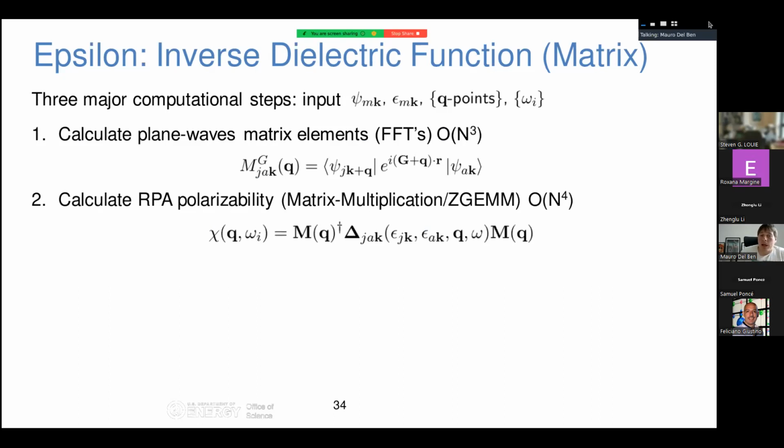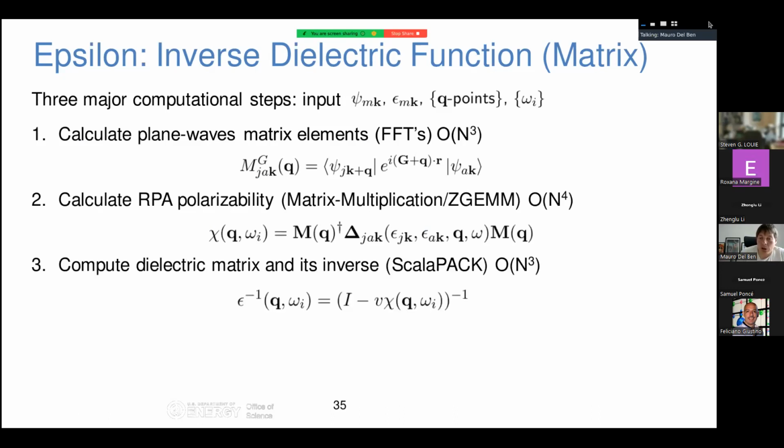Second step is to calculate the RPA polarizability, and to very much oversimplify this procedure, this is nothing more than a big matrix multiplication over short and fat type matrices, and this is actually the bottleneck for large scale application. Once we calculate the polarizability and its frequency dependence, we essentially just perform a series of matrix inversions in order to calculate the inverse dielectric function after scaling with the Coulomb interaction.